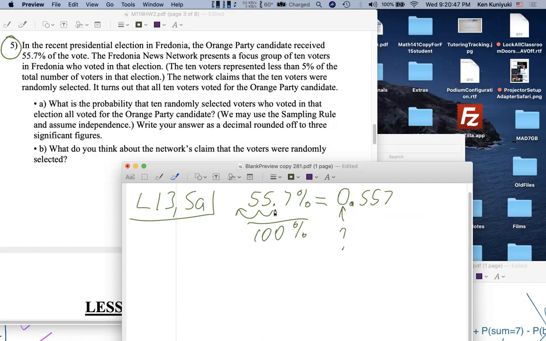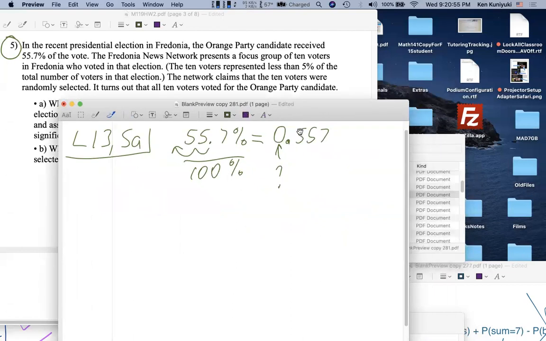Okay, so that's that as a decimal, because remember, we tend to not like to compute things with percent. We like to convert to fraction or decimal. Okay, decimal is ideal here. All right.